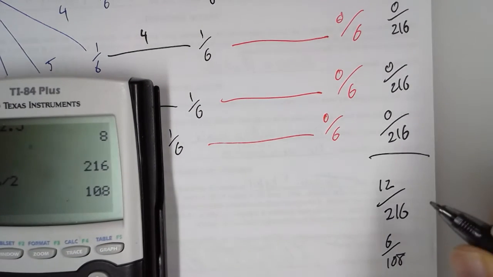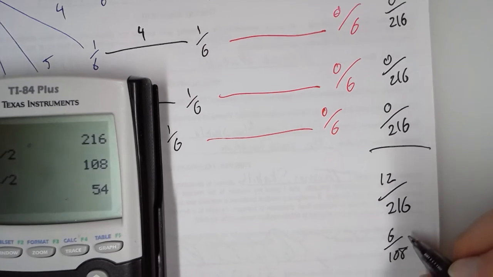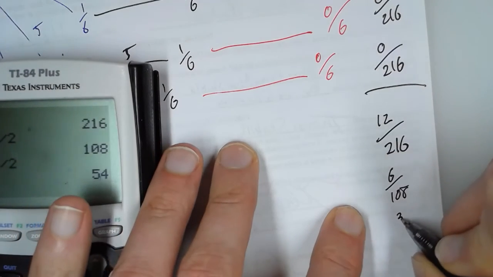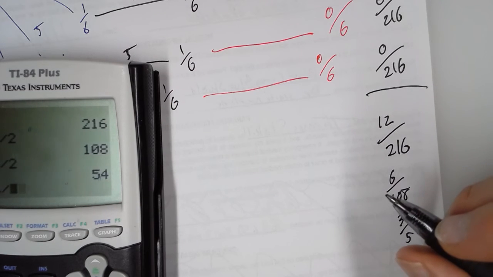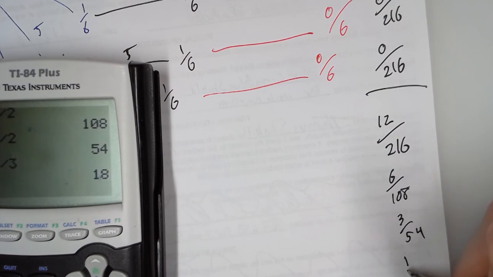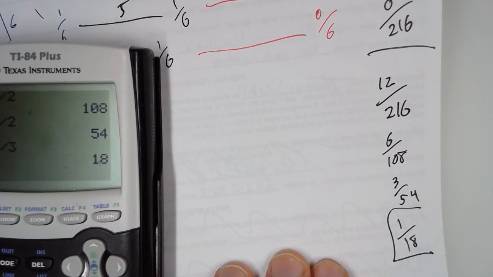We can take another 2 out. We get, let's see, 3 out of 54, and we can divide 54 by 3. We get 18. So our final probability is 1 out of 18. And there's our answer, and we're done.